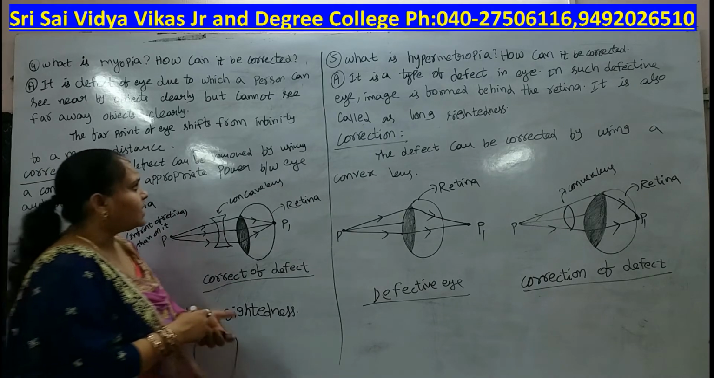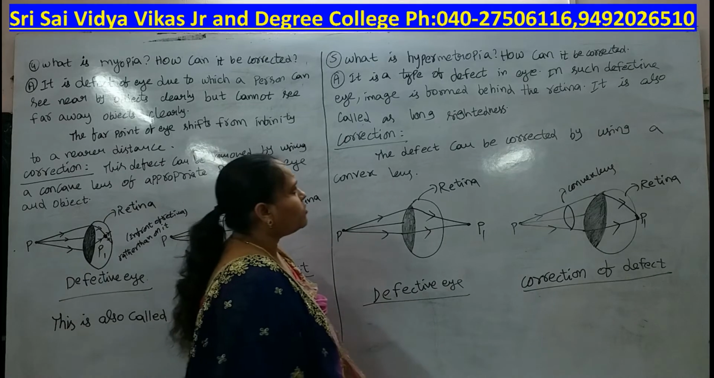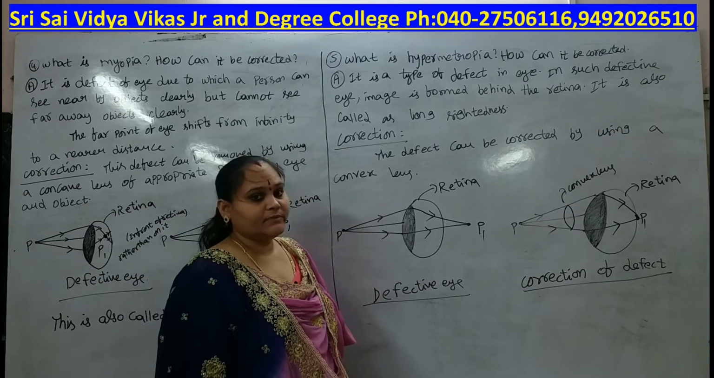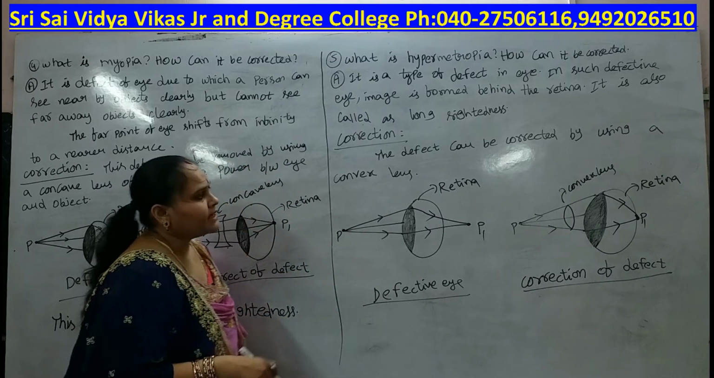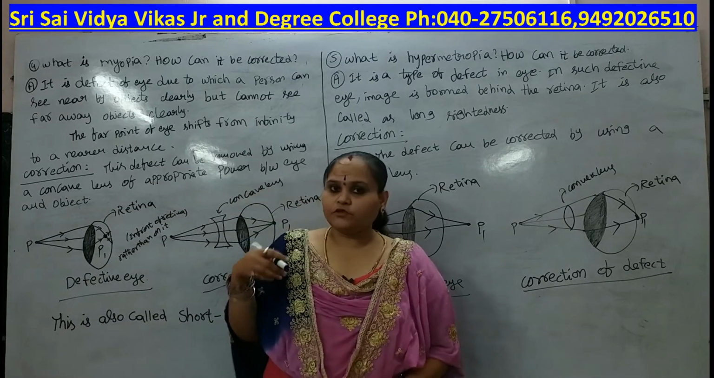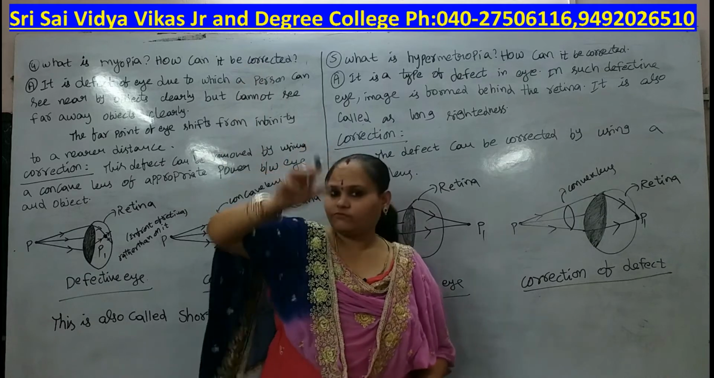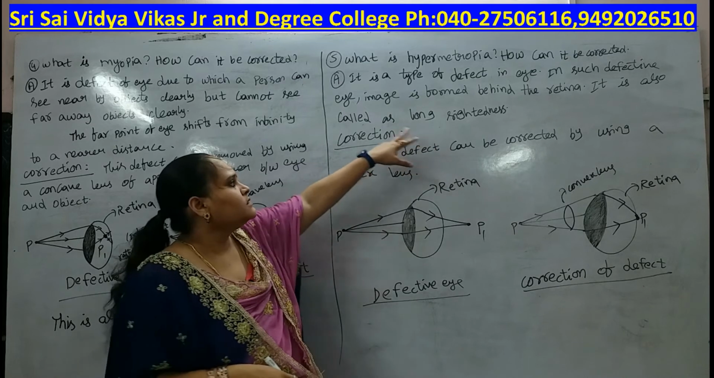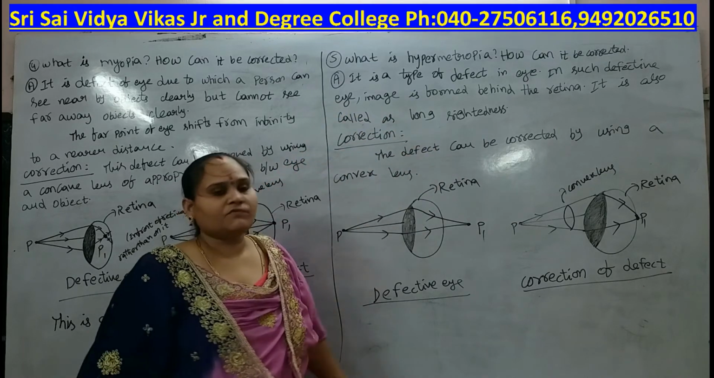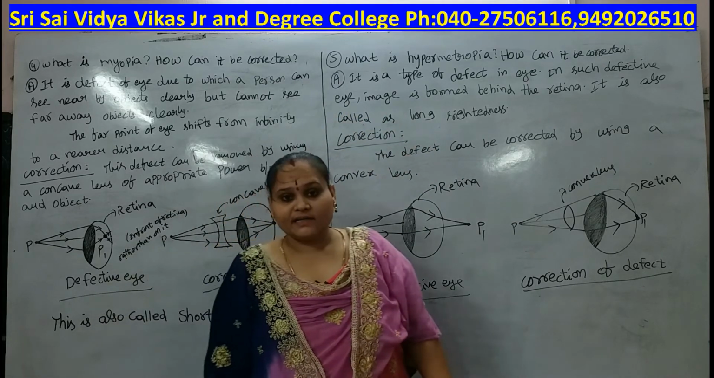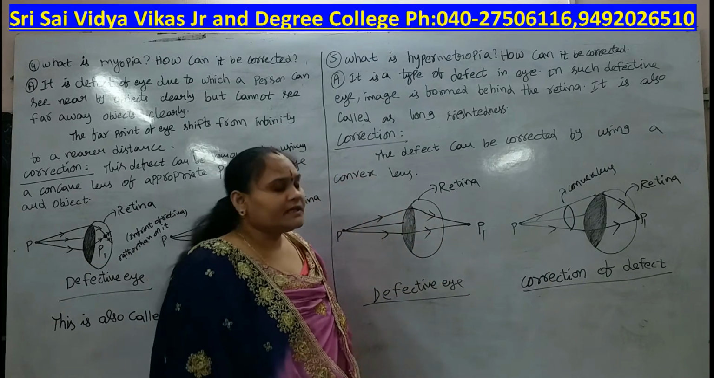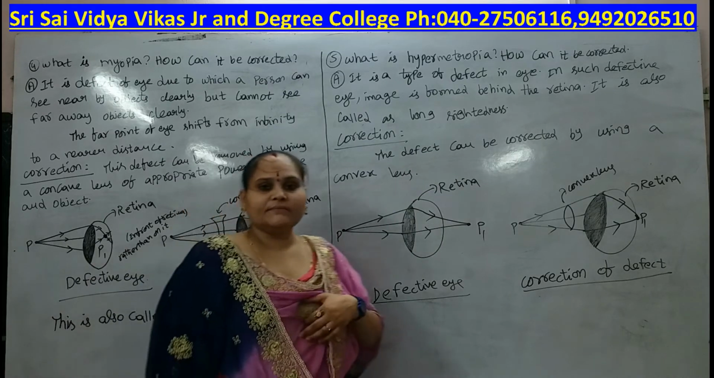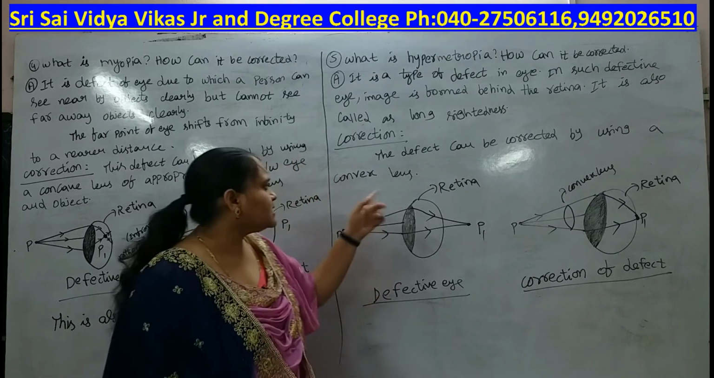And next one is what is hypermetropia, how can it be corrected? This is known as long-sightedness. That means near items are not clearly viewed but far away items are clearly viewed. It is a type of defect in the eye. In such a defective eye, the image is formed behind the retina. It is also called long-sightedness. This defect can be rectified by using a convex lens.